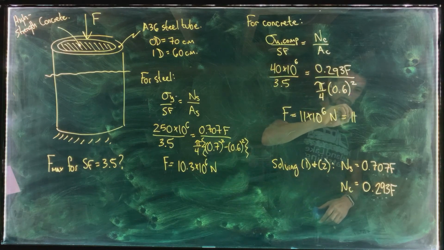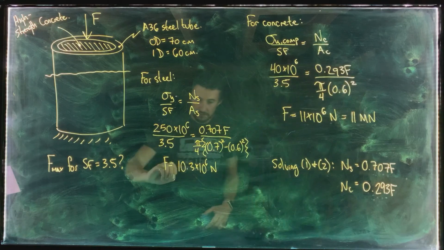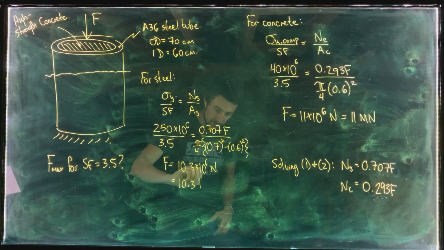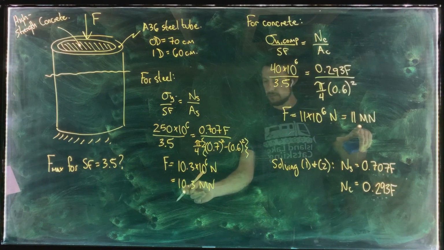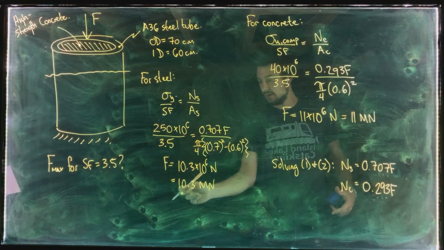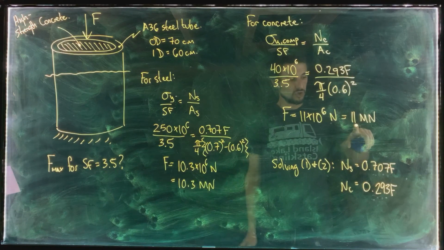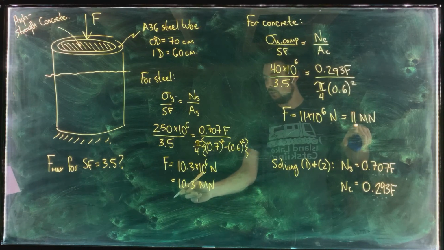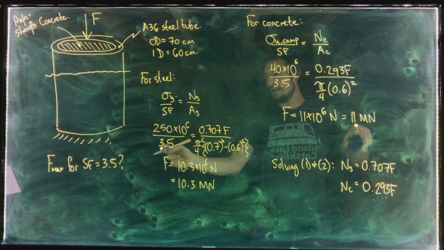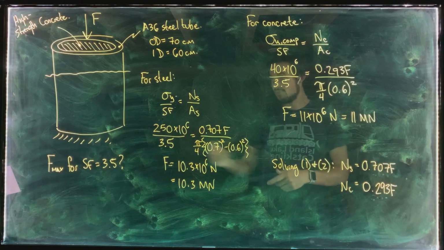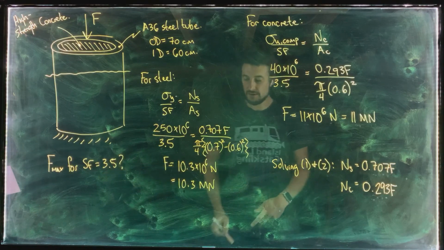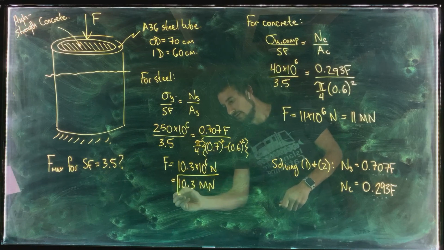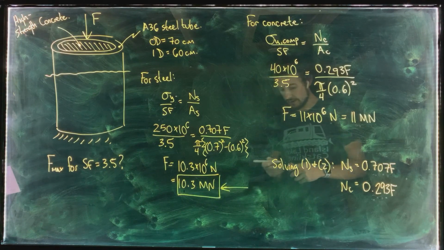10.3 meganewtons there. Which one is the maximum load that can be applied to the column? Well, it's the smaller one, right? Because if we applied the larger value, then the steel would not have a safety factor of 3.5 anymore. It might have a safety factor of 3.0, which isn't allowed if our design safety factor is 3.5. Okay, so the smaller of the two values is the correct answer.